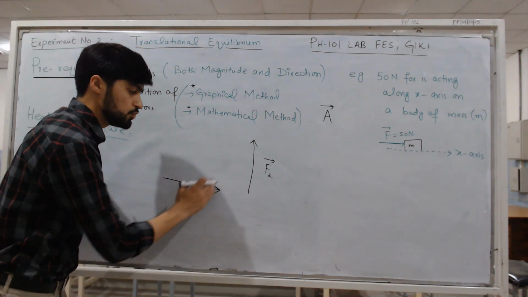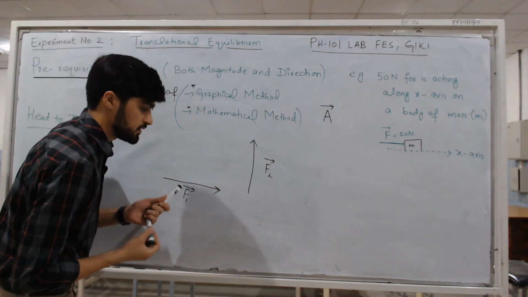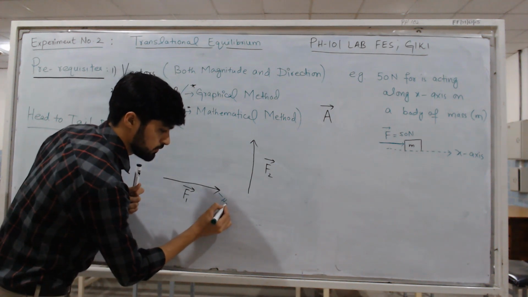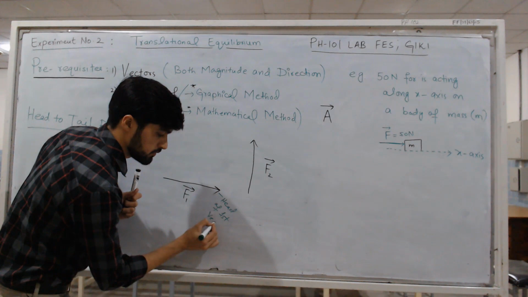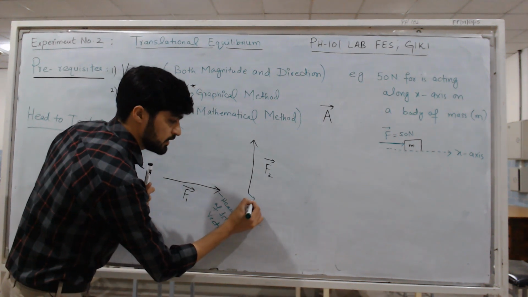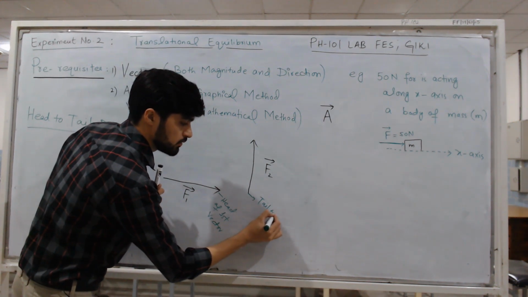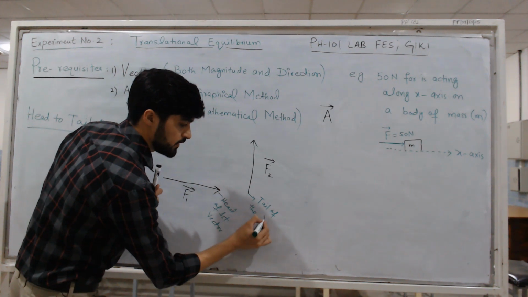So how to add these two vectors? Simple. This is the head of the first vector. And this is the tail of the second vector.